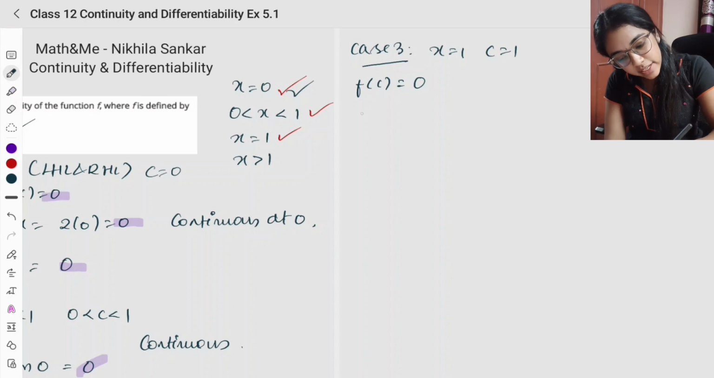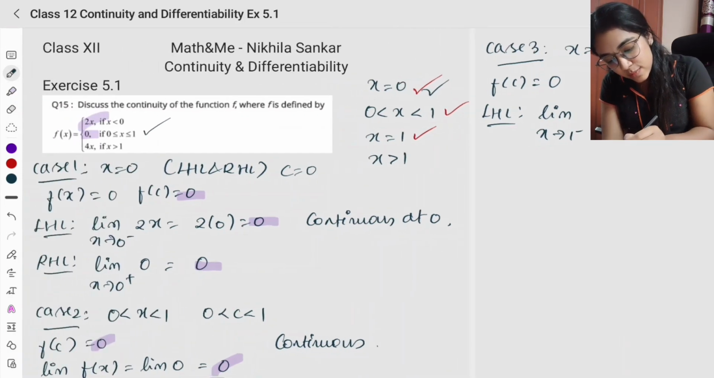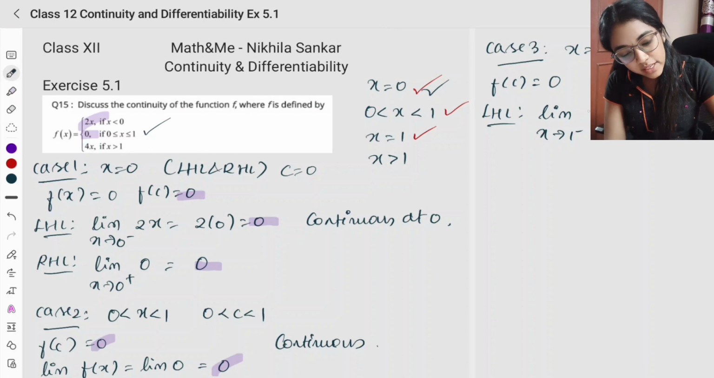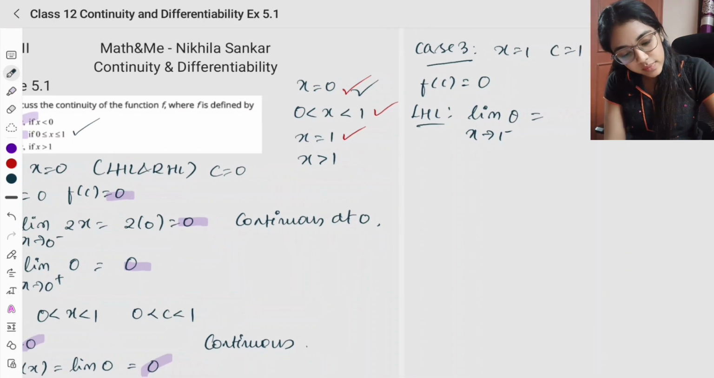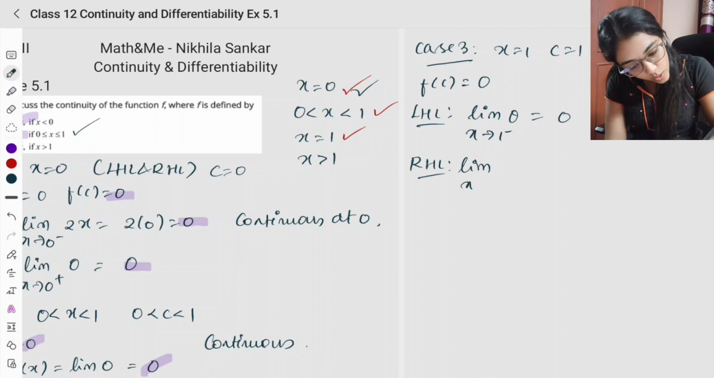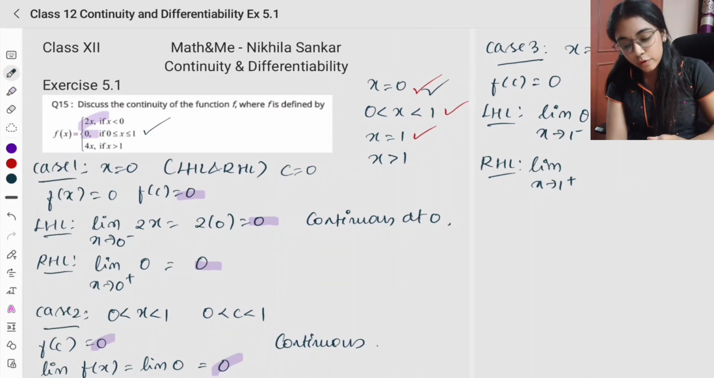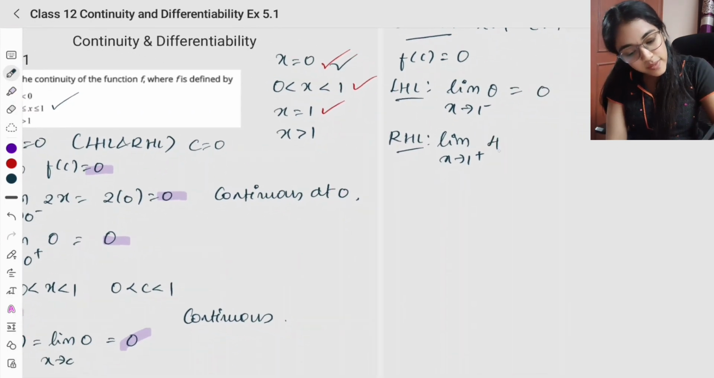So now left hand limit, right hand limit. Left hand limit is limit x tends to 1 minus. For 1 minus, which is the case? The one that I have ticked here. Correct? So I have a 0. When I take 0 outside the limit, I'll be left with simply a 0. So this is my left hand limit. Right hand limit: limit x tends to 1 plus, what is my 1 plus? For x greater than 1, f of x is 4x, correct? So I have 4x. When I substitute the value of 1, I'll have 4 times 1, which is 4.